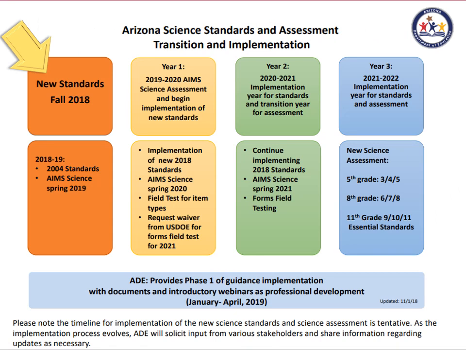So here you see the Arizona Science Standards and Assessment Tentative Transition and Implementation Plan. Yes, we did get new science standards in fall of 2018. However, this school year, 18-19, go ahead and continue to use the 2004 standards, and we will be given the same AIMS science assessment as we have in the past, that is computer-based, covering the 2004 standards in grades 4, 8, and high school biology.